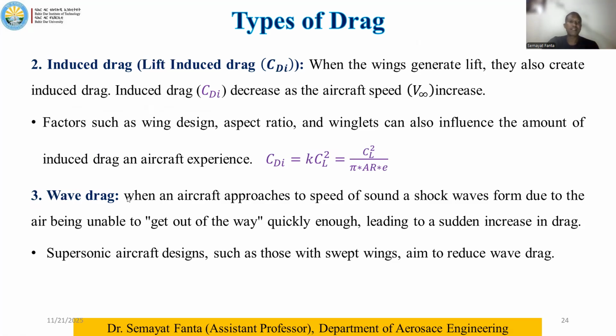Wave drag is the third type of drag. When an aircraft approaches the speed of sound, that is nearly after Mach number 0.82, this kind of drag will happen. Sometimes we call it the drag divergence Mach number. So when it approaches that, shock waves will be formed, and due to that, it is called wave drag.